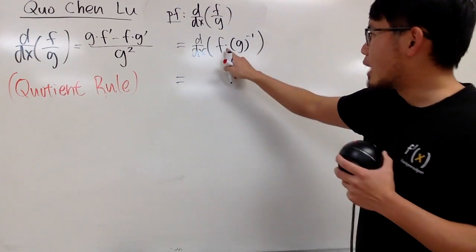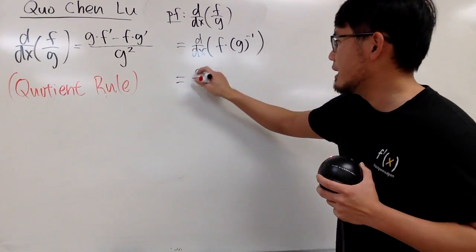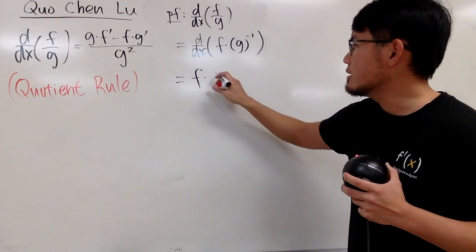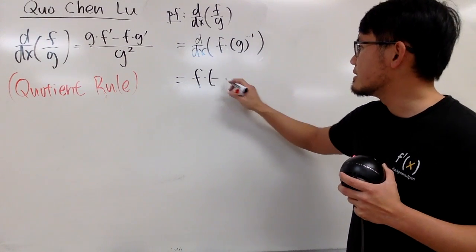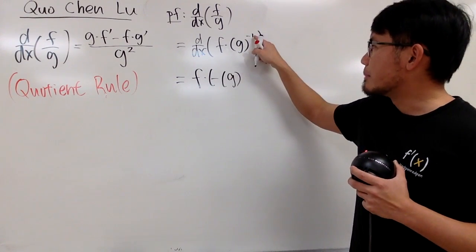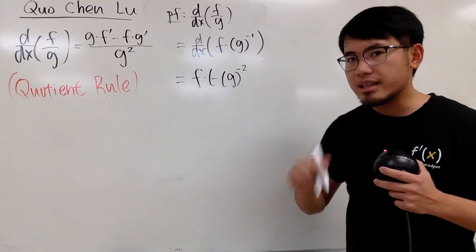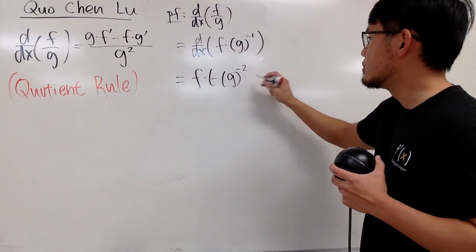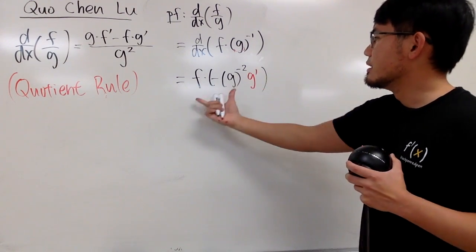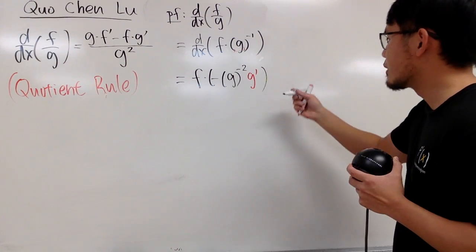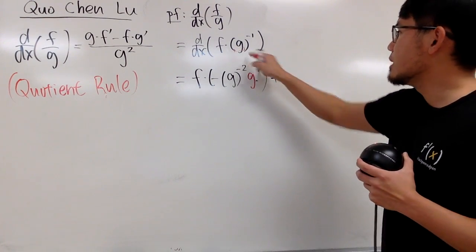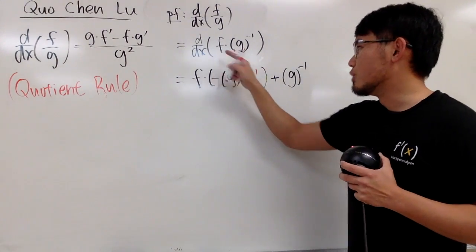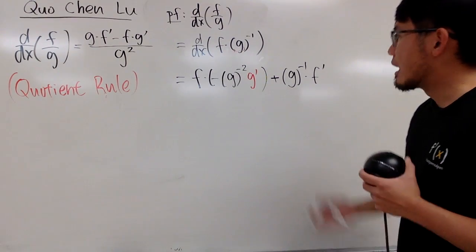To continue, Prada Lu in action first. I will keep the first function, namely f, and then we multiply by the derivative of the second. Don't forget to bring the negative 1 in front, so let me put down negative. And the inside stays the same, so we have g. And then subtract 1, so we are going to get negative 2. And then the Chen Lu says, we have to multiply by the derivative inside. The derivative of g is just g prime. So this is the first part of the Prada Lu, and then we are going to add. The second part is, I will keep the second function, namely g to the negative 1 power, and we multiply by the derivative of the first. So that's just f prime. So that's pretty much it.